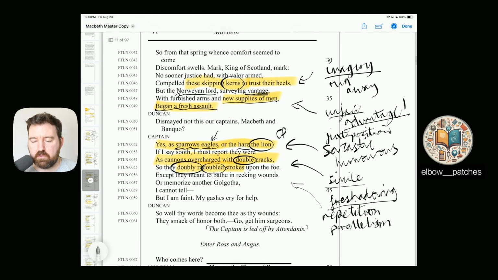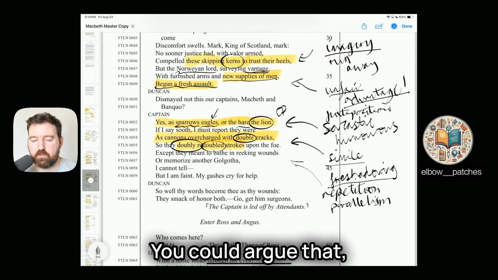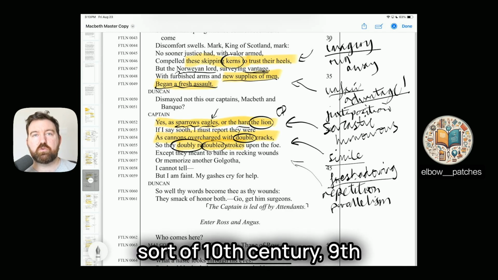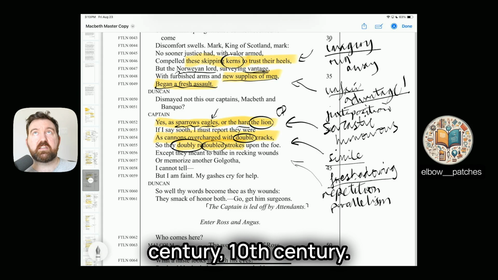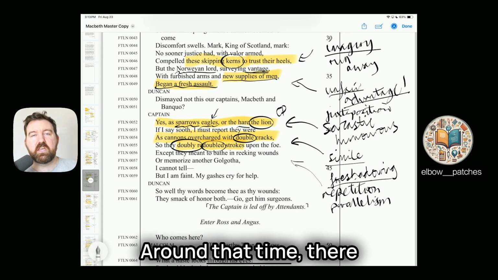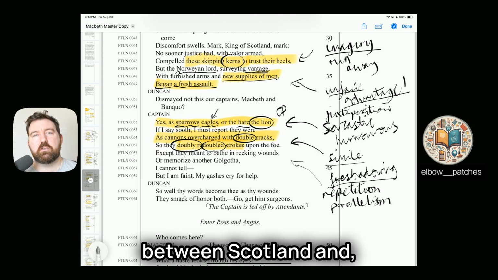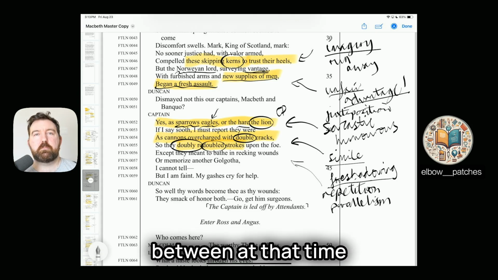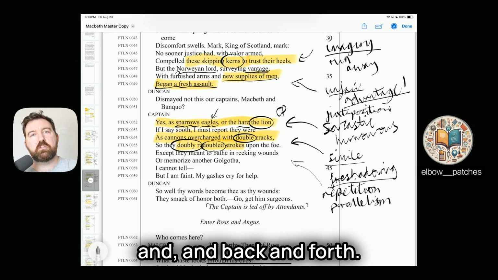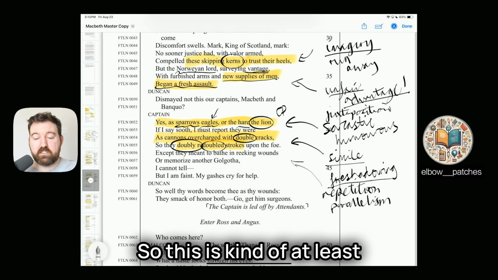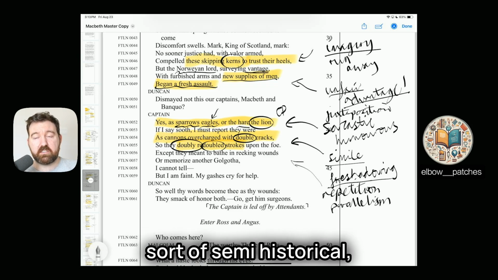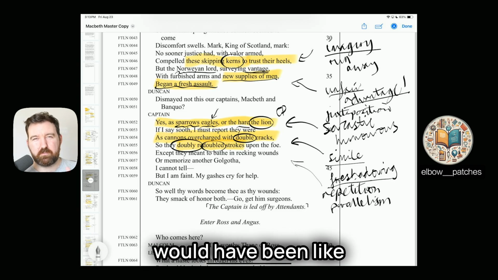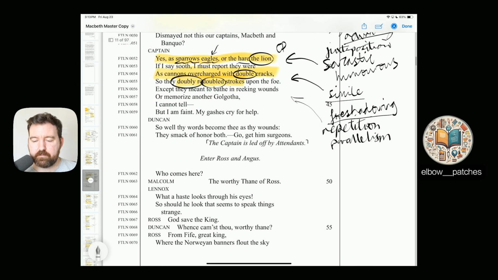I think you could argue that an interesting bit of context is back in the sort of 9th century, 10th century, around that time, there was a lot of turbulence between Scotland and Nordic countries like Norway. A lot of battles happened between, at that time, known as the Vikings, right? Against Scotland and back and forth. So this is kind of at least semi-historical. You could mention that, and the Jacobeans would have been loosely aware of that.